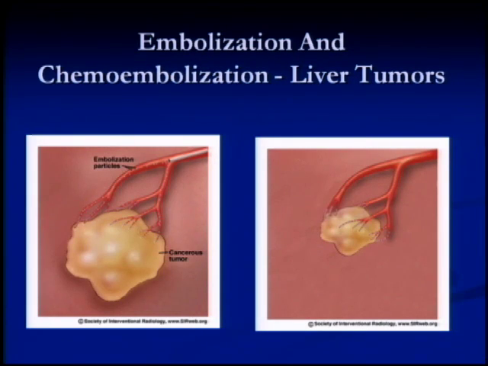Basically, this is just a cartoon showing the tumor here. These are the blood vessels which are supplying the tumor, and this is a small catheter that we have placed in the vessel supplying the tumor. Then we inject these embolic particles into the tumor, which go into the smaller blood vessels and eventually cause the shrinkage of the tumor.